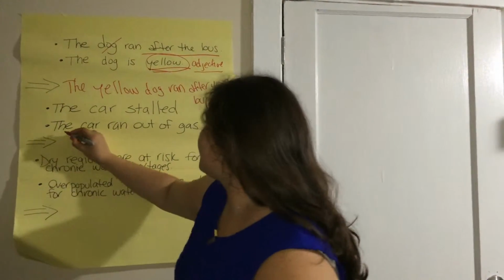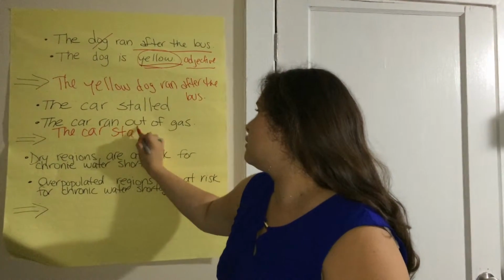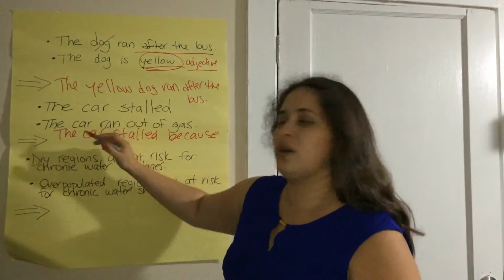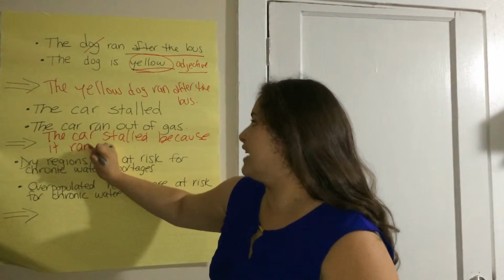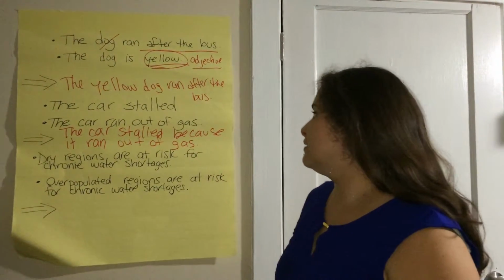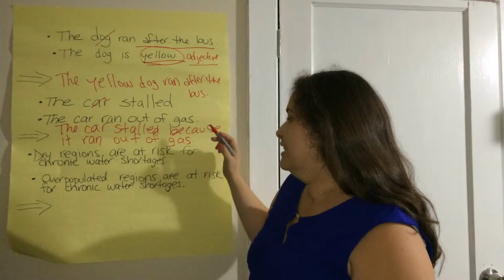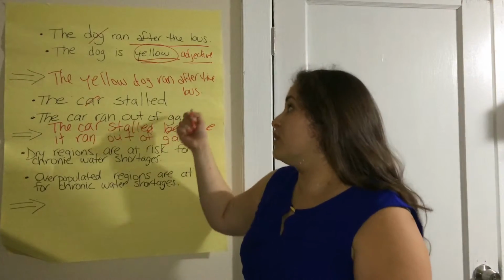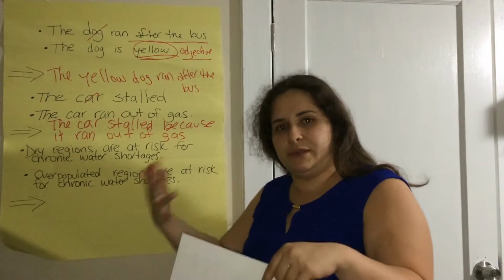So I'm going to say, the car stalled because, right? And we have car twice, so I'm not going to write car again. Because it ran out of gas. Okay? So that way I'm canceling out car, I'm combining these two together, and my sentence sounds more fluent. I sound more intelligent when I say because, instead of saying the car stalled, the car ran out of gas, right? When we write, we want there to be a flow of the sentence structure.